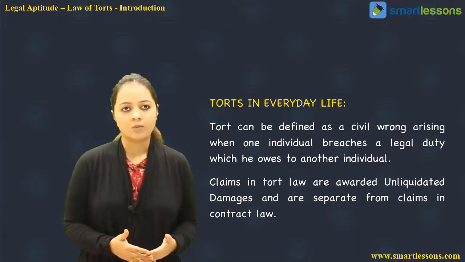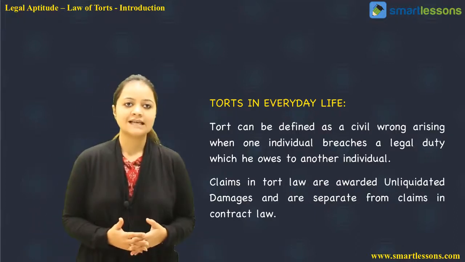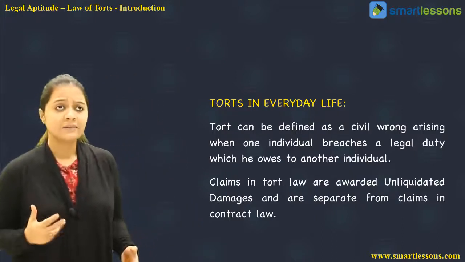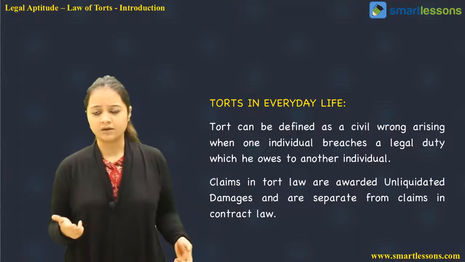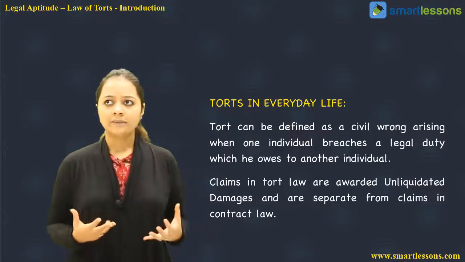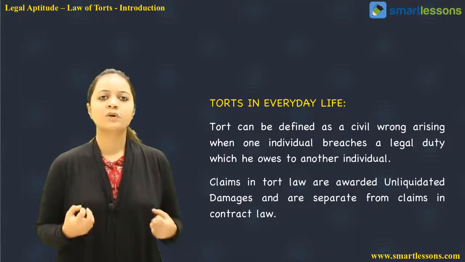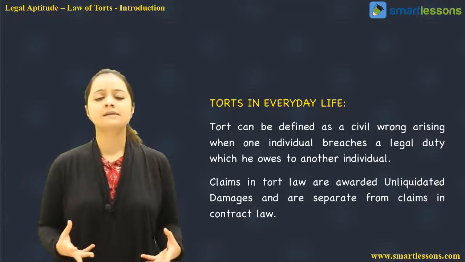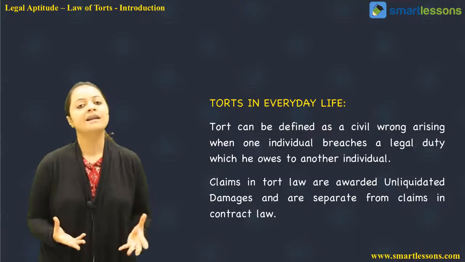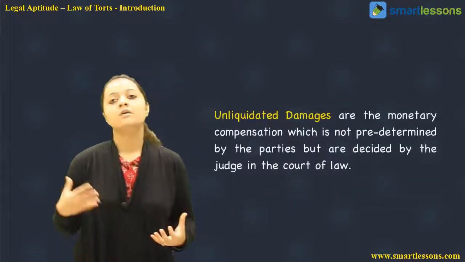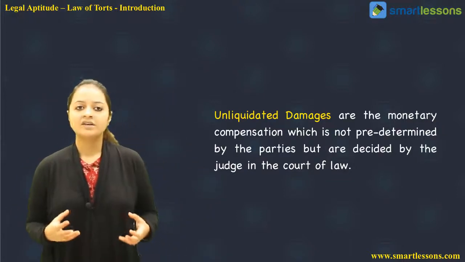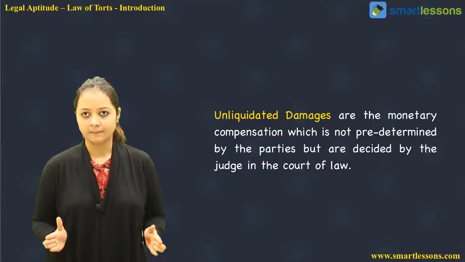Claims in tort law are awarded unliquidated damages and are separate from claims in contract law. So what happens when a tort has taken place? I go to the civil court, and what will the civil court do? How will I be satisfied? What damages would be given to me, and how will they be uncertain? So the damages which we deal with in tort law are unliquidated damages. Now again, you would want to know what unliquidated damages are. So unliquidated damages are monetary compensation which is not predetermined.